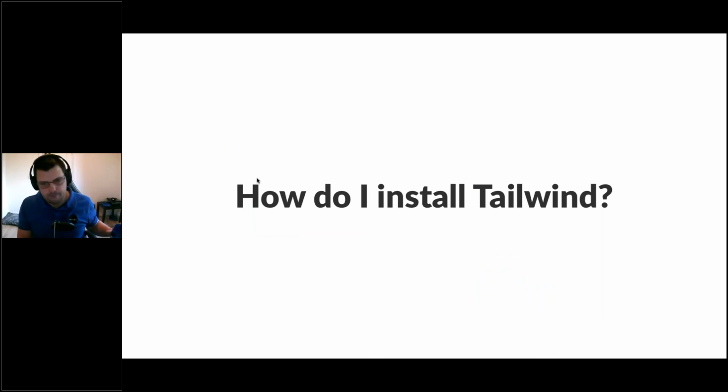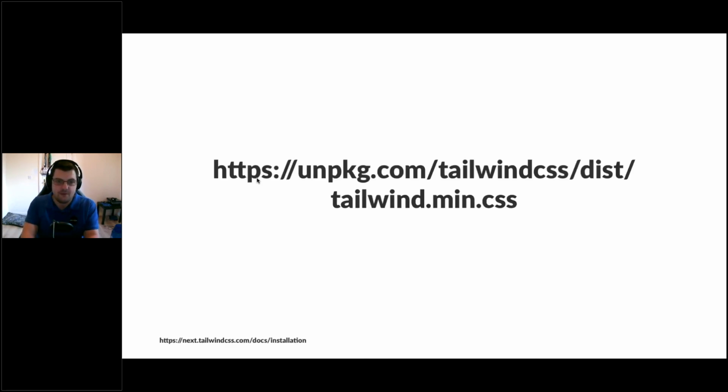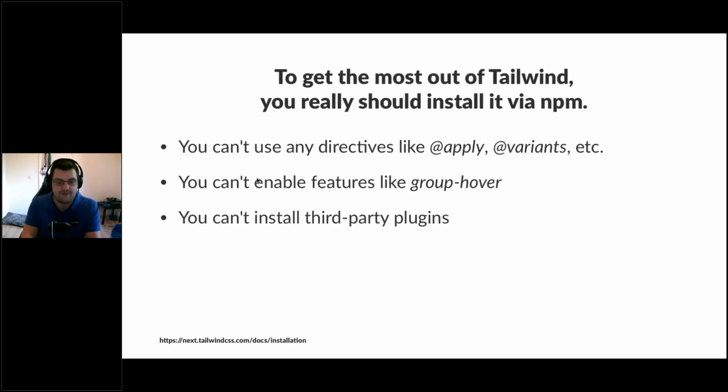How do we install Tailwind? So there's a few different ways that we can do this. The first is to use the CDN. So there's a version we can get from unpkg.com, which is the whole compiled version of everything, every class that Tailwind can generate is going to get from there.